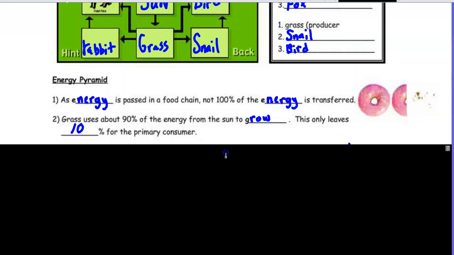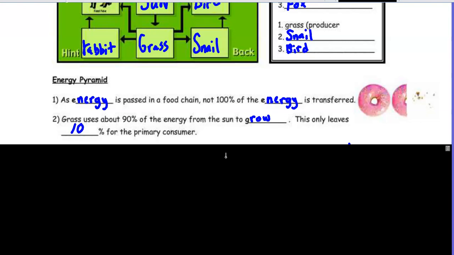The energy pyramid is somewhat difficult to grasp or understand at times, so I want you to think of a pyramid. That's because if you're at the top of a food chain or food web, you're getting a limited amount of energy from the things that you eat. Fact 1: as energy is passed on a food chain, not 100% of the energy is transferred. Fact 2: grass uses about 90% of the energy in the process of photosynthesis to use the sun to grow. This leaves only 10% for the primary consumer.